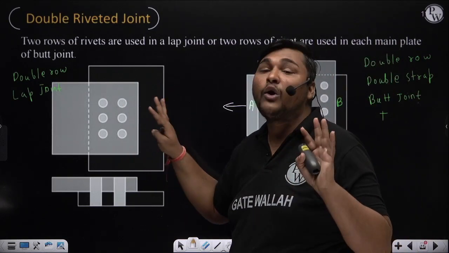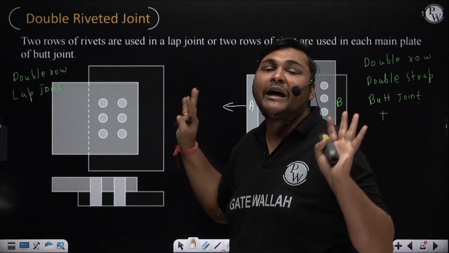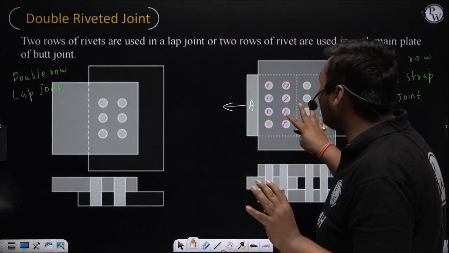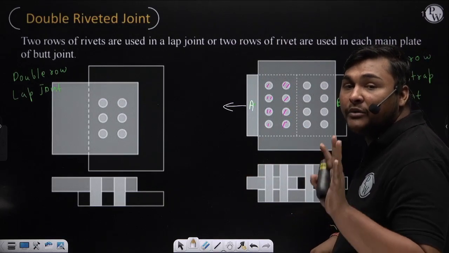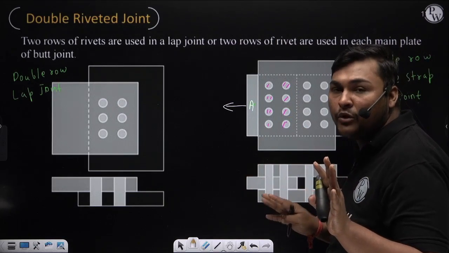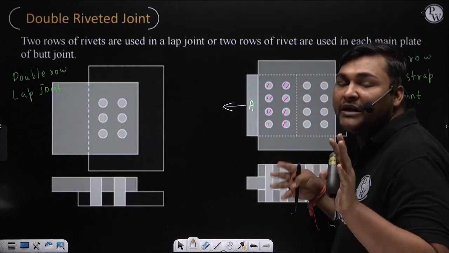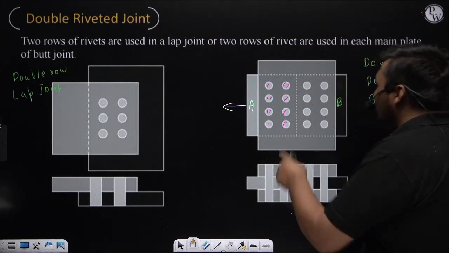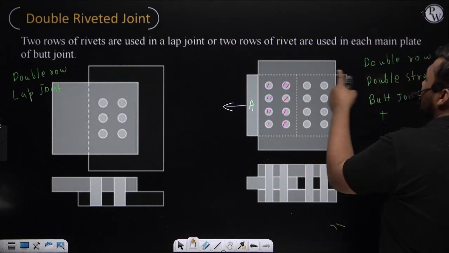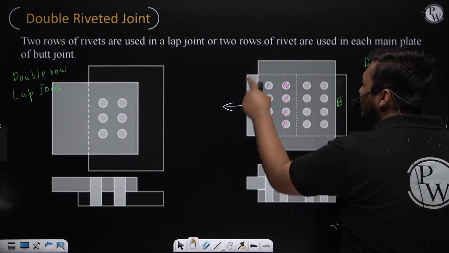But in a lap joint, you will not get confused because both plates are overlapping. But since in a butt joint both plates are not overlapping, you might get confused. So always see the number of rivets or number of rows. When you are seeing the number of rows, see the number of rows per plate. Similarly, whenever you see the number of rivets, also see the number of rivets per plate. When you are looking at plate A, you have nothing to do with the other plate.